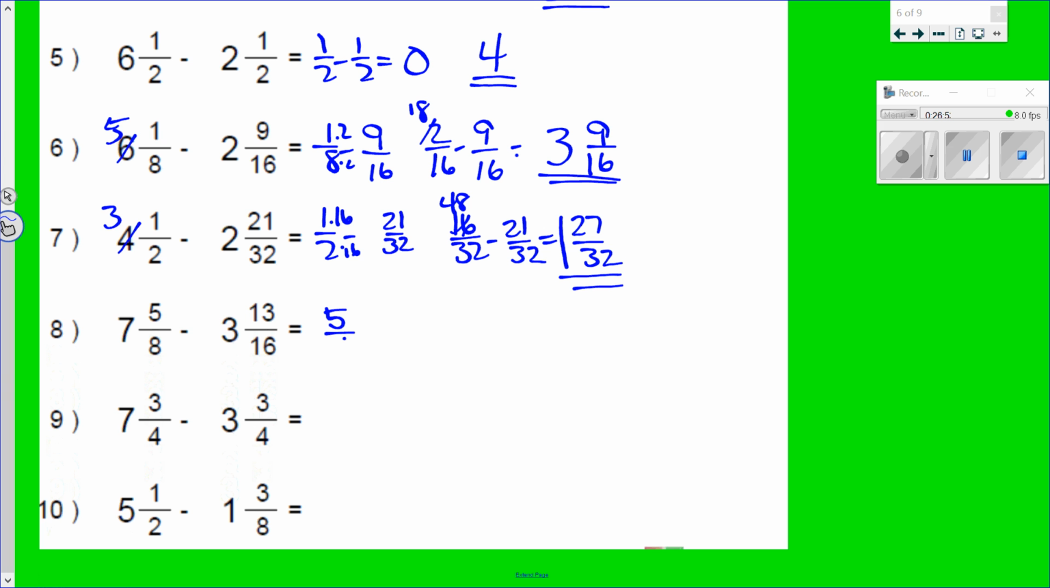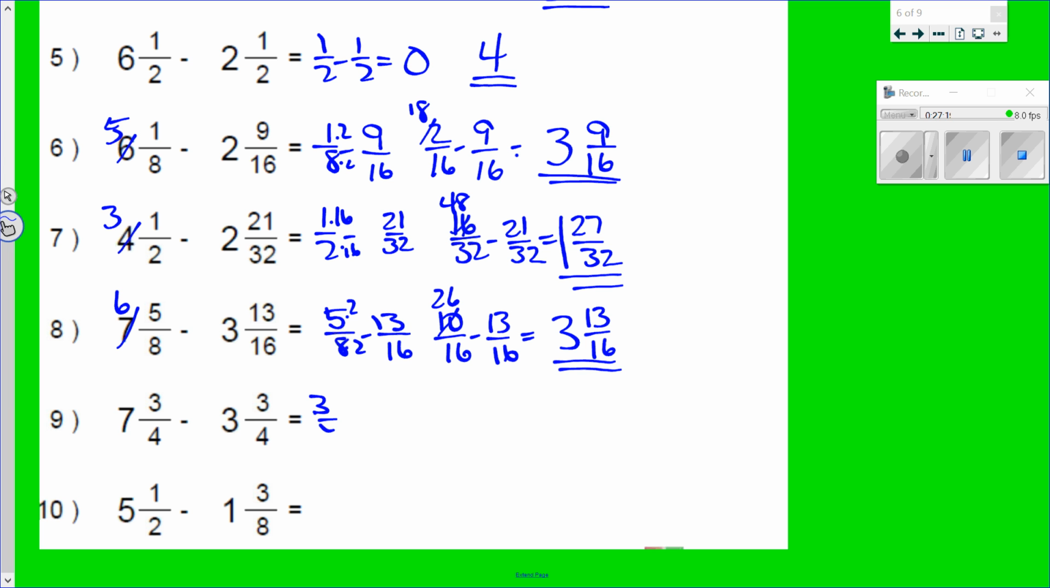5/8 minus 13/16. That's going to be times 2, so I've got 10/16 minus 13/16. Can't do that, so I'm going to have to borrow again. Borrowing 16, so that's going to make that a 26. So that's going to be 13/16. 6 minus 3 gets me 3. 3/4 minus 3/4. Just like we had earlier, anytime I subtract a number by itself, that's going to be 0. So I'm just doing 7 minus 3 is 4.